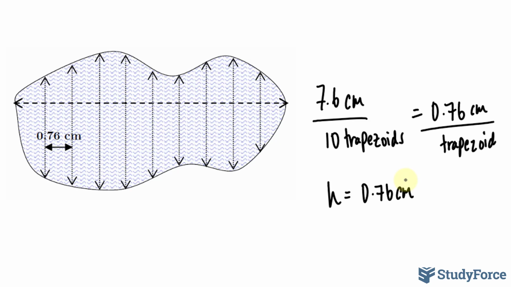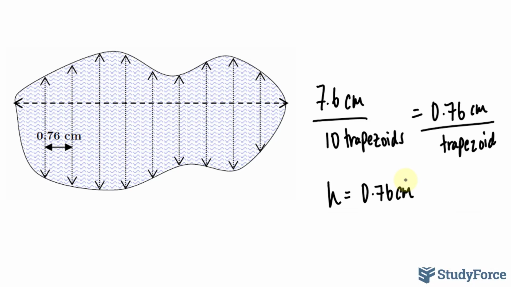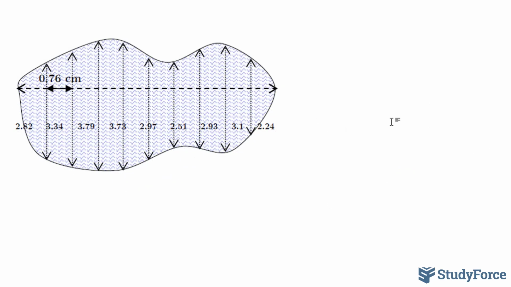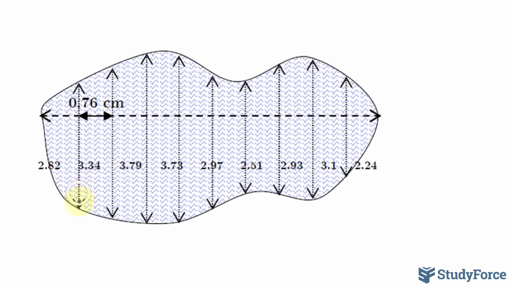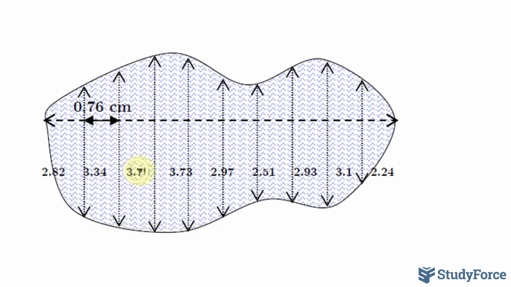The next thing that we must do for step number 3 is to measure the length of each offset line that we formed from step 2, and you should use the exact same measuring tool that you used to measure the length line. Notice that in the illustration shown on your screen, the distance from here to here is 2.82. The distance from here to here is 3.34. From here to here is 3.79, and you get the idea. Just follow along these numbers.